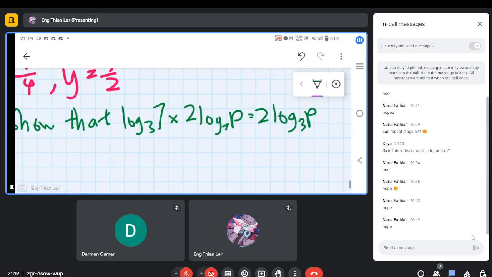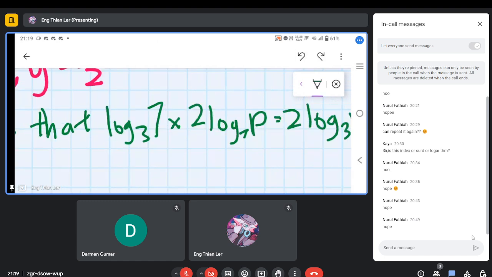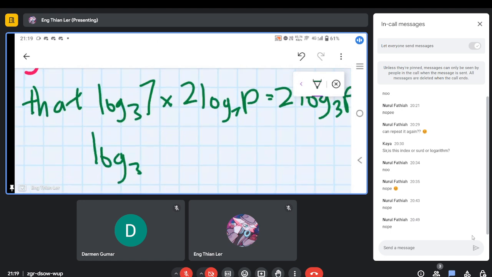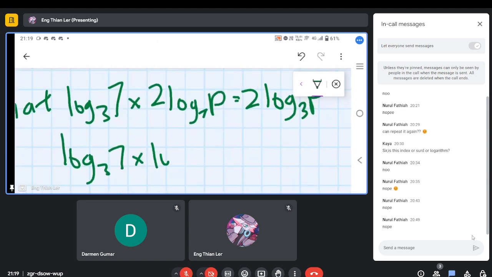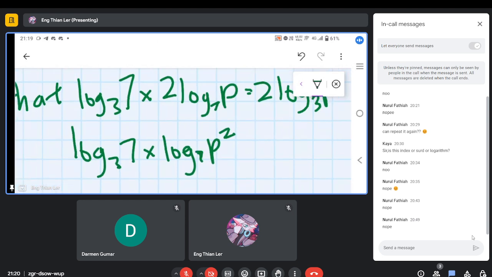this may be really weird, but first we're going to simplify, because I don't want to see any 2 in front of the log, so I'm going to move the 2 back to the p, so this will become p squared, right? So log 7 base 3 multiplied by log base 7 of p squared. Okay, so now maybe your first thought is to change the base, but I don't think so, because we need to apply an important concept here.